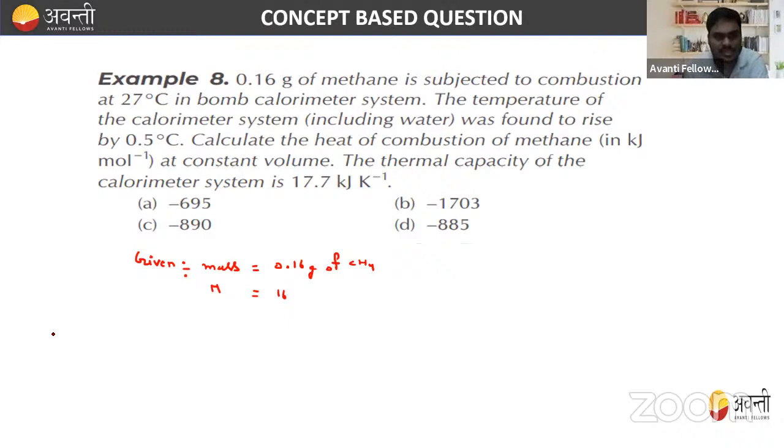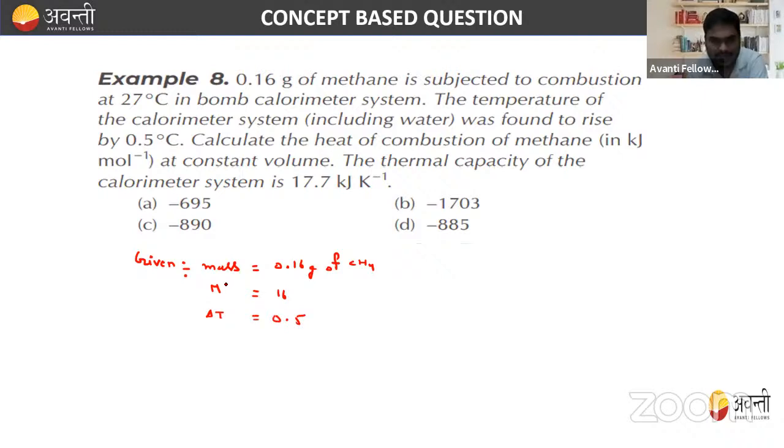And the temperature also is given, and the temperature difference, that is delta T. So delta T is nothing but the temperature of the calorimeter system, which was found to rise by 0.5 degree, right? So total rise in the temperature is nothing but 0.5 degree. So delta T is equal to 0.5 degree. Okay, anything else?